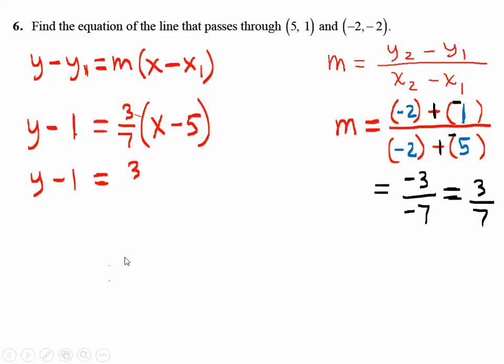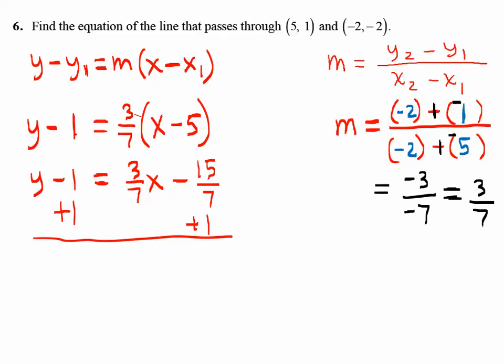Alright, so a bit of work here with my fraction. 3/7 times x, 3/7 x. 3/7 times a -5, -5 over 7, which then turns into -15 over 7. The 3 and the 5 multiply together, and since the 5 is just 5 over 1, 1 and 7 make a 7. And then we have to add that little 1 to the other side. So on the side if you need to here.